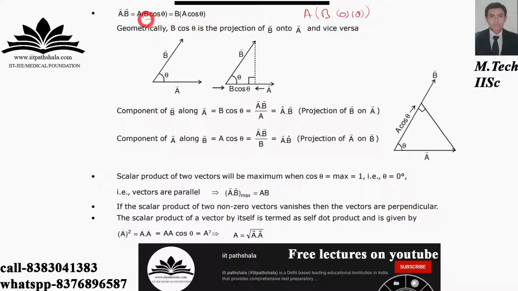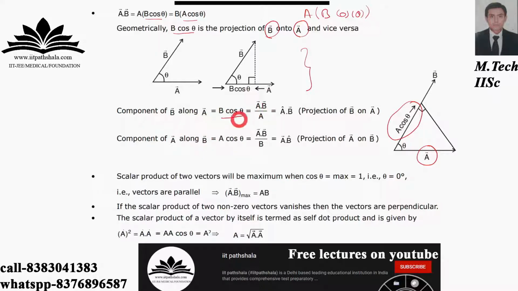And you know that B cos theta is the projection of vector B on vector A, as I have told you in the previous slides also, or vice versa. That is, A cos theta is the projection of vector A on vector B itself. I have shown that in the figure over here. So this is the projection of vector A on vector B, A cos theta. The component of B along A is nothing but B cos theta.